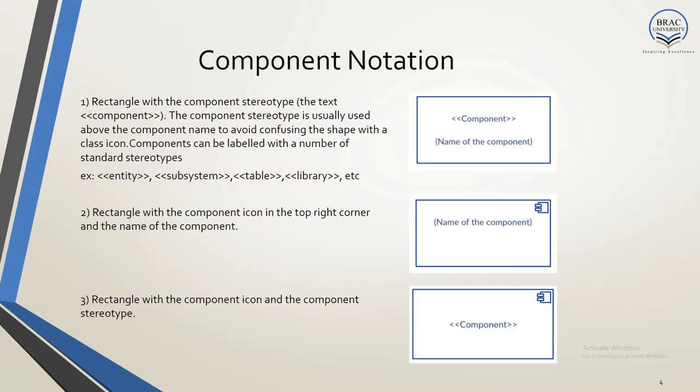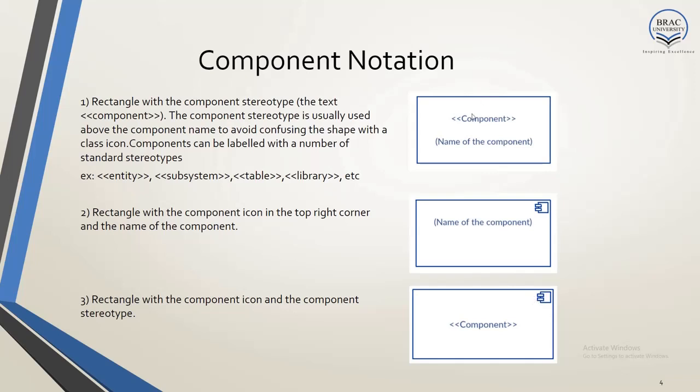Okay, now let's look at some component notation, how we represent each component within a system. In the first type of notation, there is a rectangular box, and within the rectangular box there is a stereotype, which is what we call something written within two angle brackets, and underneath that there is the name of the component. That is the first type of notation. In the second type of notation, there is a component icon and the name of the component, and in the third type of notation there is the component stereotype and the component icon.